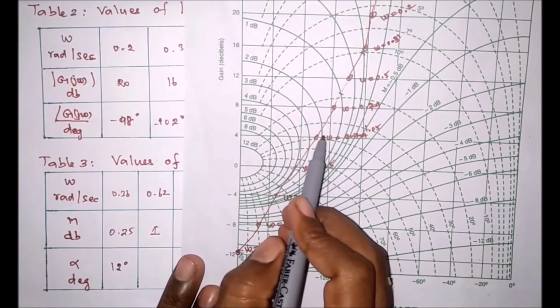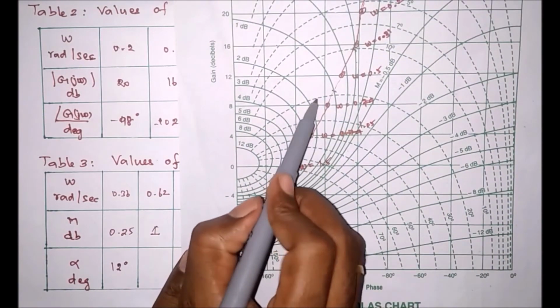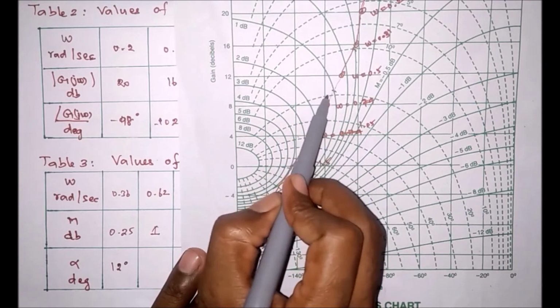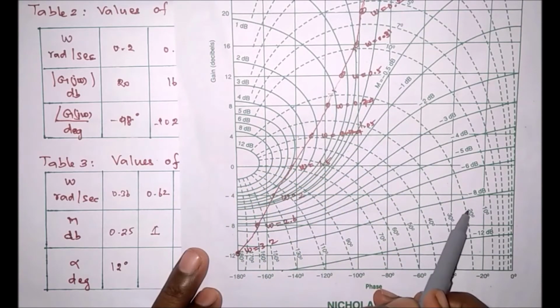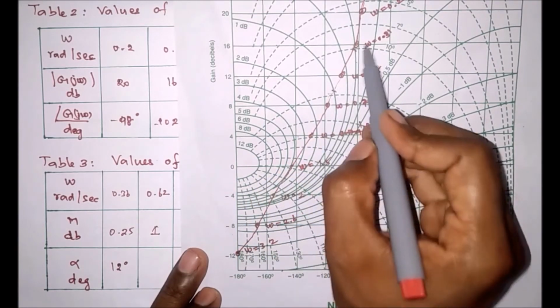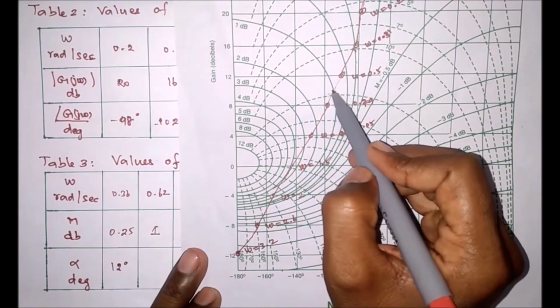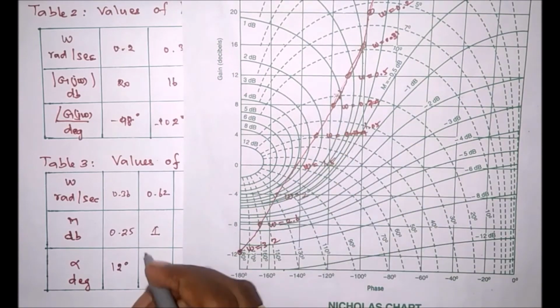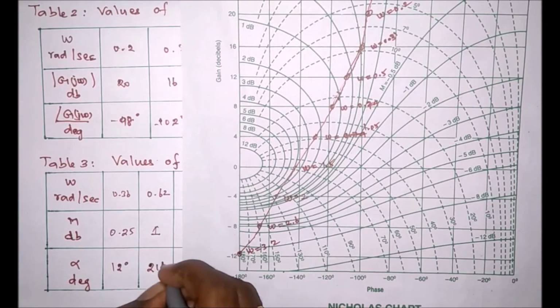What is the corresponding angle? This point is in between this dotted line and this dotted line. This dotted line indicates 20 degrees and this dotted line indicates 10 degrees. So in between, this point may be 21 degrees. So here we have to write it as 21 degrees.